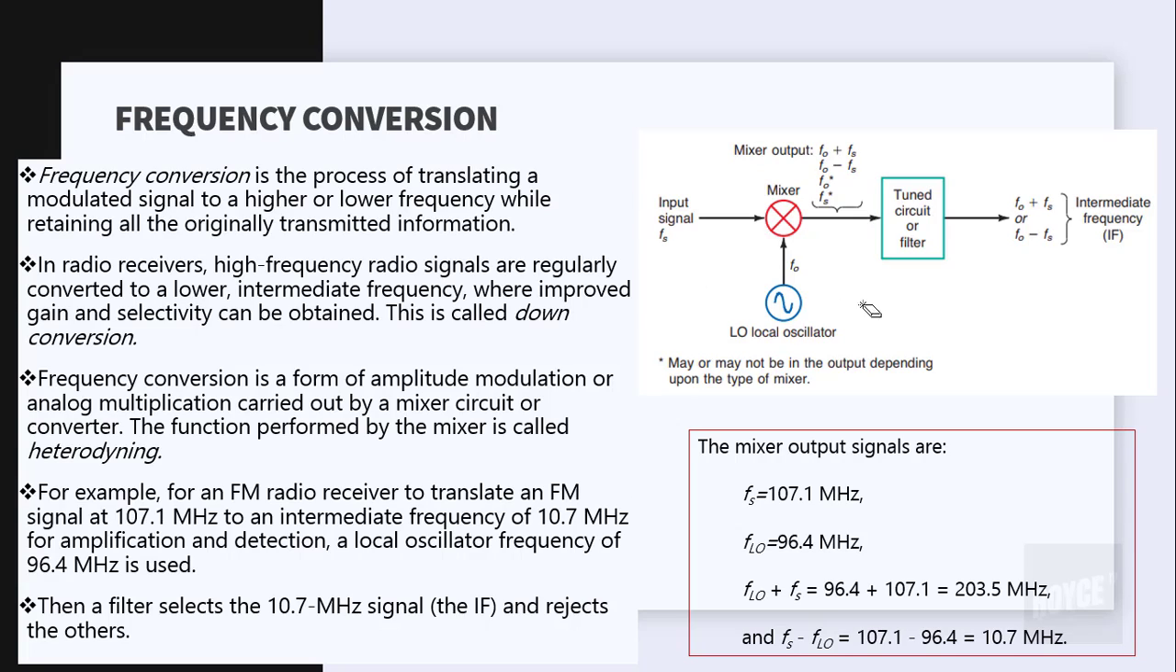So, ito yung mixer natin kanina. Sabi natin input niyan dalawa, yung input signal tsaka yung local oscillator frequency. The output of our mixer, apat. So it could be the sum, the difference, and the original signals, FO and FS. So may asterisk siya dito. Sabi daw, it may or may not be in the output depending upon the type of mixer. But we will not discuss the different types of mixer. Tanggapin lang muna natin na ito yung mga output niya.